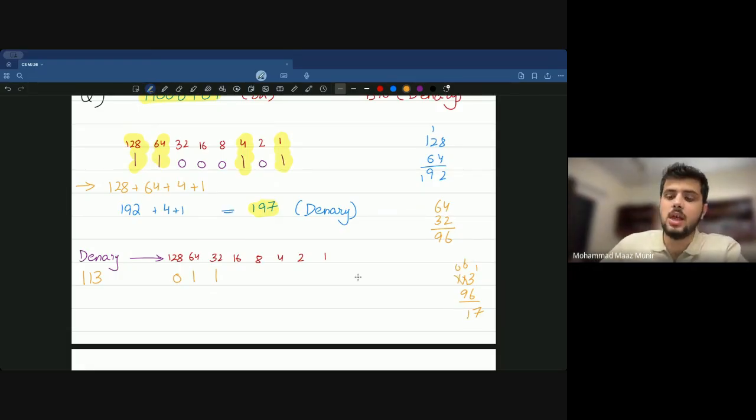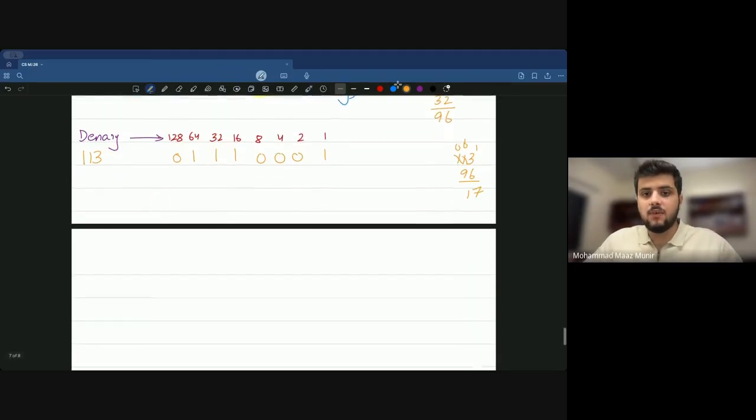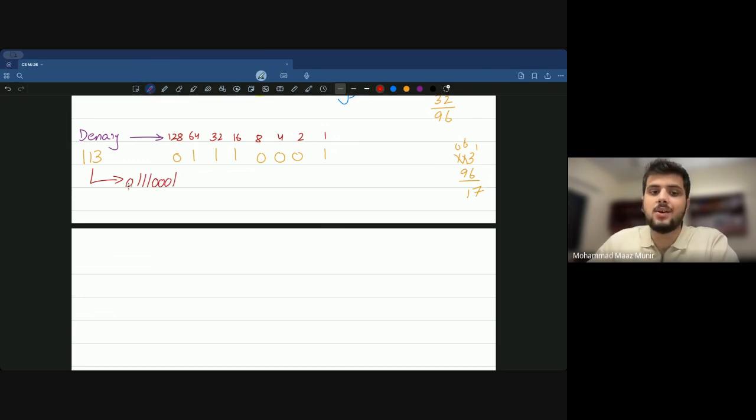So I need to basically put one under all those values which can get me 17. So 16, yep, 0, 0, 0, and then 16 plus this one basically gets me 17. So now I have the binary for 113 as what? 0, 1, 1, 1, 0, 0, 0, 1. And this is what your binary is for 113.